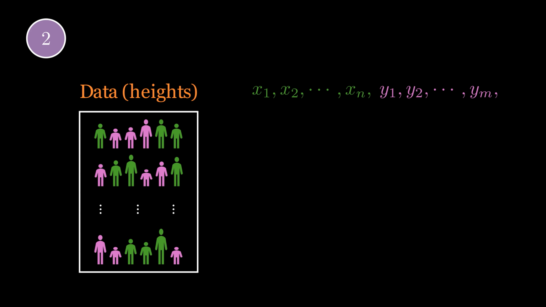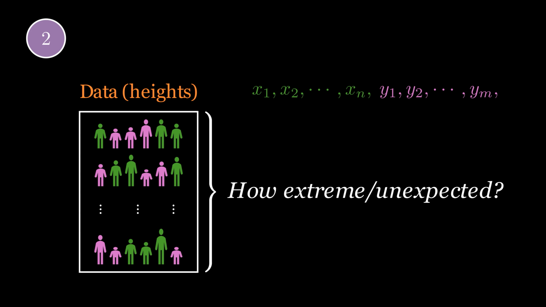To calculate a p-value with data like this, we need to somehow capture how extreme or unexpected our data is in a single number. To do this, statisticians calculate a summary of the data called a test statistic, a number which, roughly speaking, measures how extreme the data is. For example, one way you might imagine doing this is by finding the difference in average height between the two groups, which you'd expect to be close to zero under the null hypothesis that there's no difference.